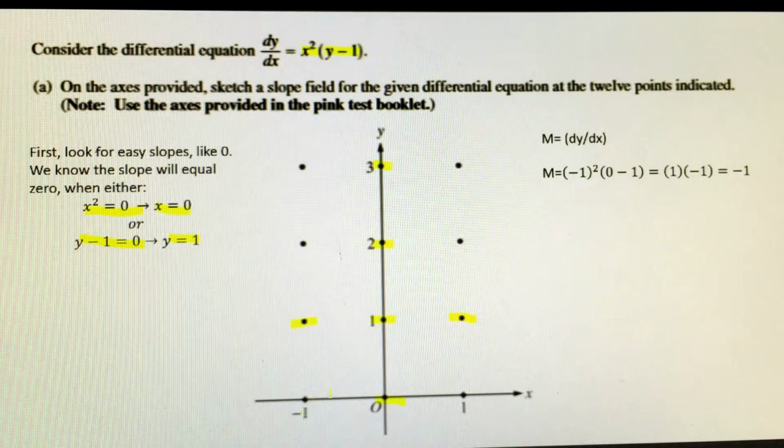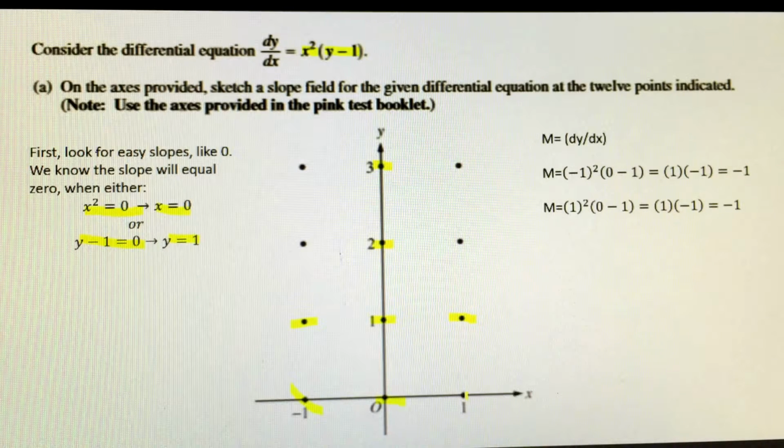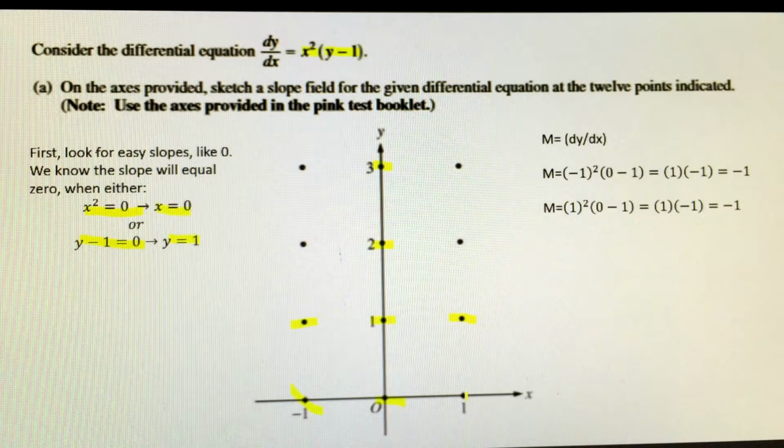We're going to start with negative 1 comma 0. We plug those coordinates right into this differential equation to get what the slope will be. So we get m equals negative 1 squared times (0 minus 1), which equals 1 times negative 1, which equals a negative 1 slope. So we're just going to draw that in. Now we're going to start at our next coordinate, 1 comma 0, and do the exact same thing. The slope will equal 1 squared times (0 minus 1), which equals 1 times negative 1, which indicates a negative 1 slope.